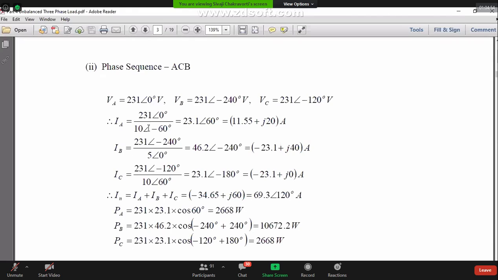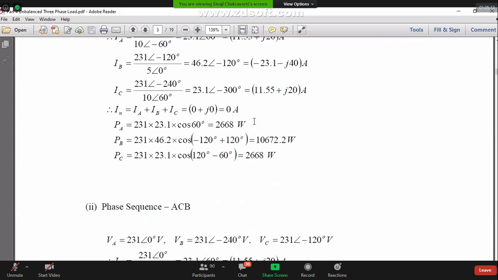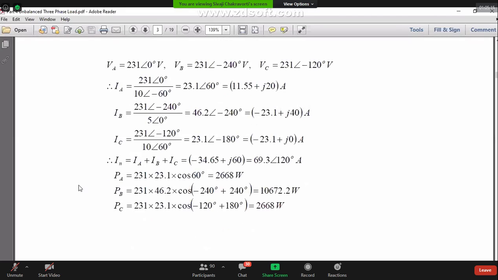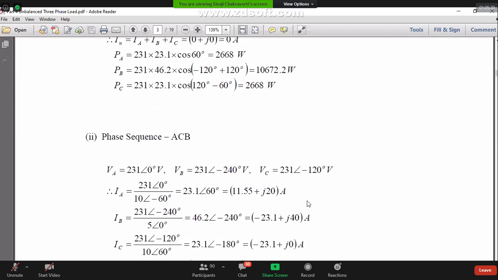And then I can calculate the different three-phase powers. Of course, every phase power will be calculated as phase voltage, phase current, and the phase power factor. How do you get the phase power factor? From the impedance. So A phase power factor will be cos of 60 degree. B phase power factor will be cos of 0 degree. C phase power factor will be again cos of 60 degree. So you get the power.